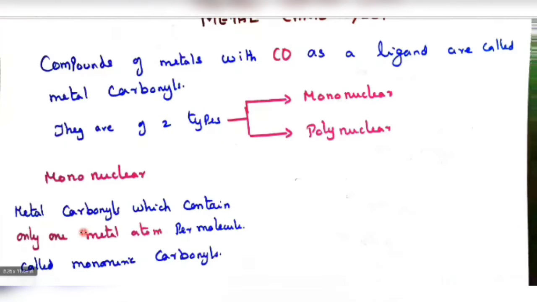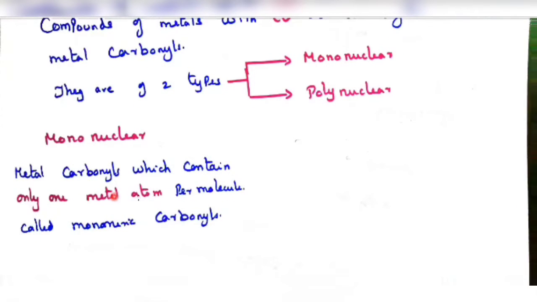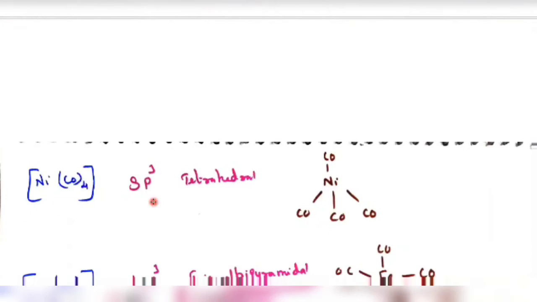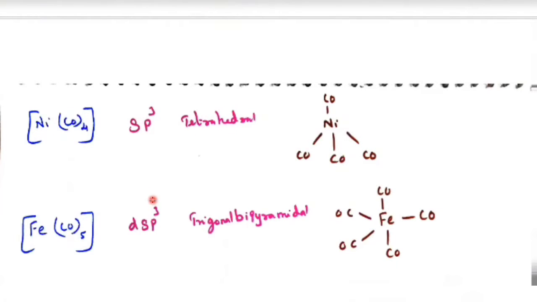Mononuclear metal carbonyls contain only one metal atom, so they are called mononuclear. If it is polynuclear, two or three metals will be present. An example for mononuclear is Ni(CO)4, tetracarbonyl nickel, with zero valency.